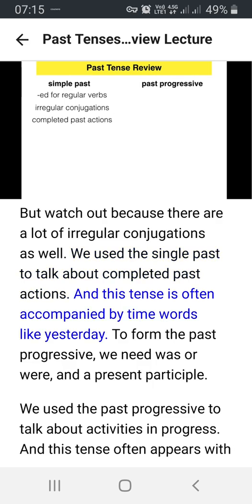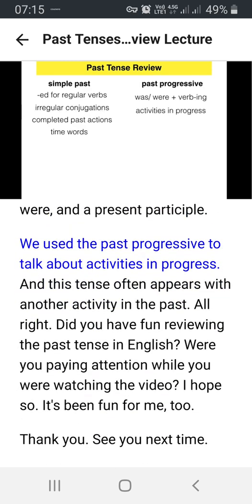And this tense is often accompanied by time words, like yesterday. To form the past progressive, we need was or were and a present participle. We use the past progressive to talk about activities in progress, and this tense often appears with another activity in the past. All right, did you have fun reviewing the past tense in English?